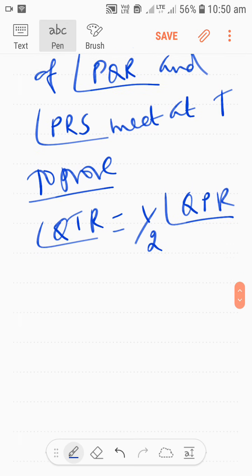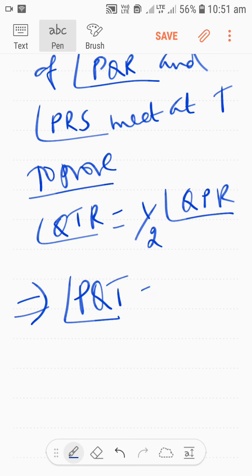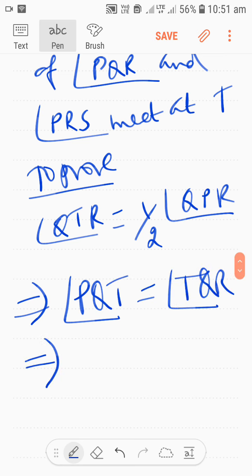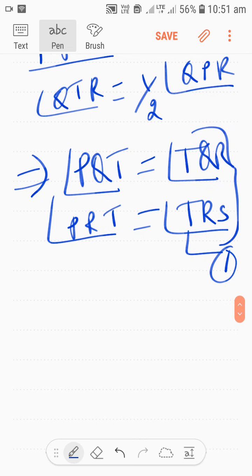See here, TQ and TR are bisectors of angle PQR and PRS they have given. So bisectors means, angle bisectors means it divides that angle into two equal parts. So angle PQT and angle TQR both are equal. Like that, angle PRT and angle TRS, these two are equal. This is given in the question itself.